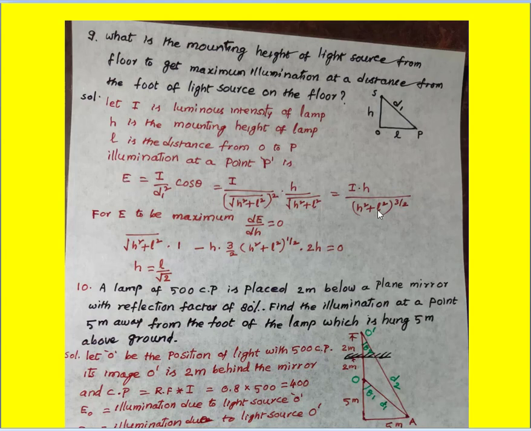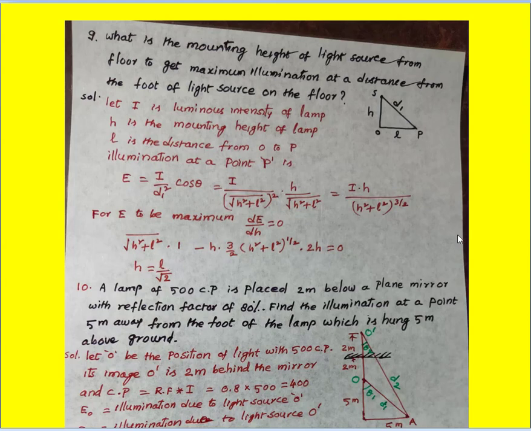Differentiating this E equation, we get: root of H square plus L square into 1 minus H into 3 by 2 into (H square plus L square) whole power half into 2H is equal to 0. It is nothing but the differentiation of U by V formula. So divided by V square means that becomes 0, because we have dE by dH is equal to 0. So we put 0 here. When we simplify it, we get the mounting height H is equal to L by root 3.